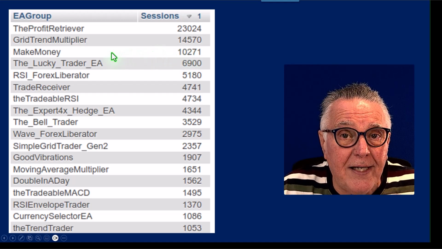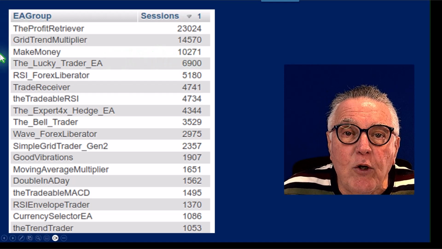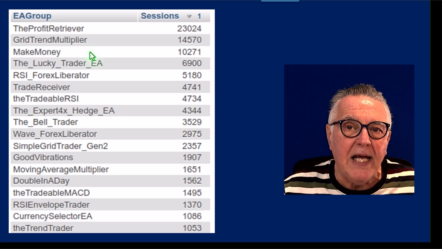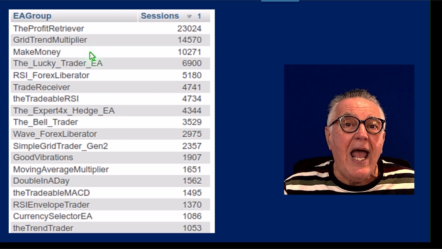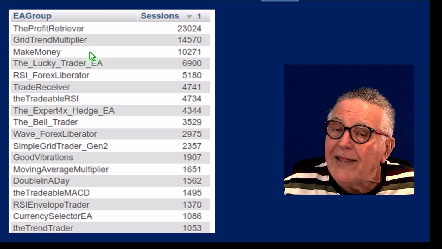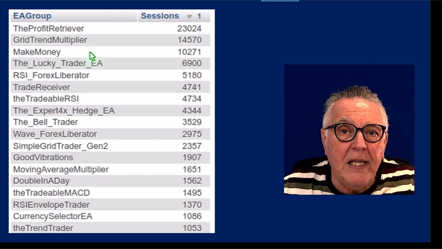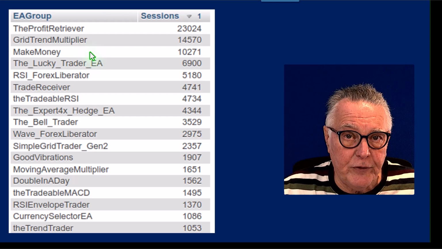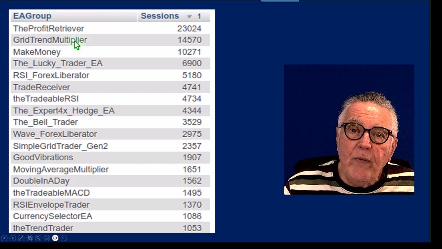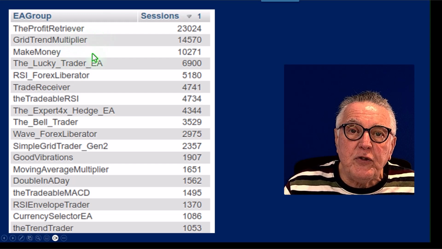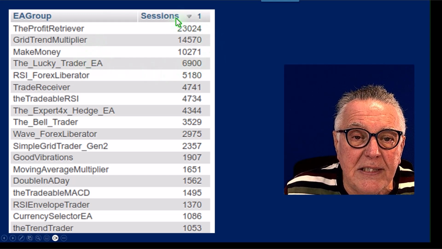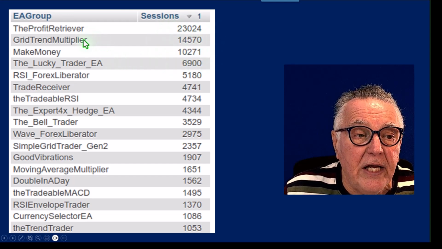Now I must point out that all of these are fairly complex EAs. So what has happened here is that traders have bought these EAs, they've experimented with them, and they have found their own personal way of trading them. They have not just walked in and put in a set file, they have developed their own style of trading these EAs. And that is why these EAs, although they are slightly complex and difficult to trade with set files, they've created their own strategies to make them successful. And you can see how high the usage is in these particular ones.